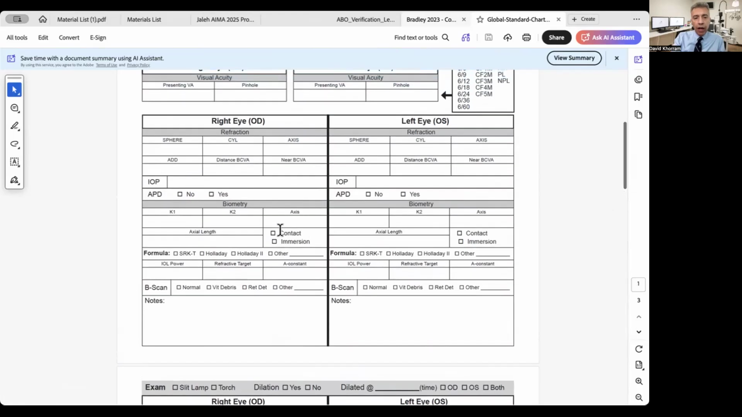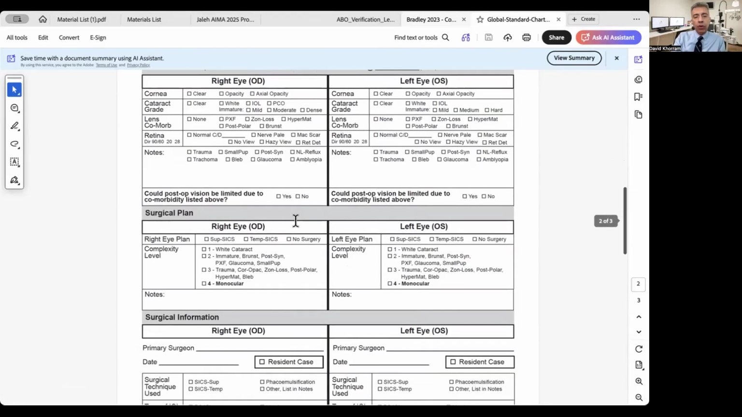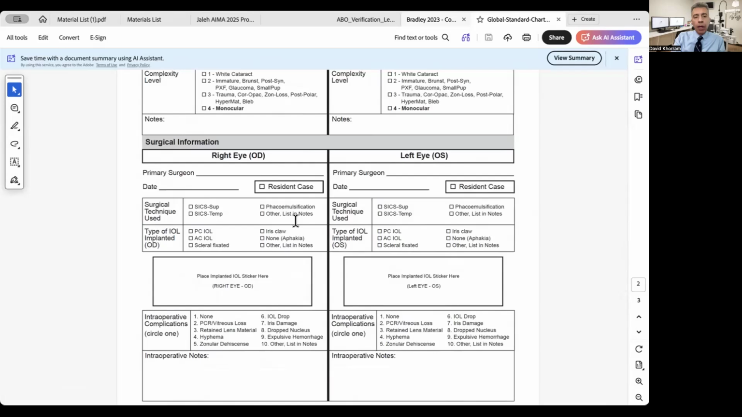In the case of high against-the-rule astigmatism, the patient benefits from a temporal SICS. And so now a new field here with the biometry is that they're instructed, instead of recording biometry in millimeters, to record it in diopters so that we can easily see how many diopters of astigmatism are present, and to record the axis. So that will guide you in selecting that.